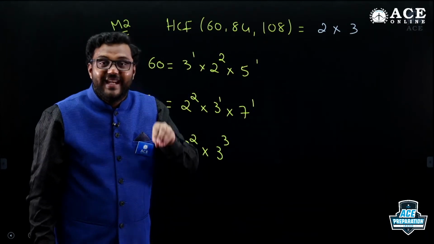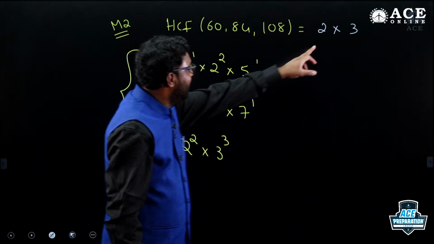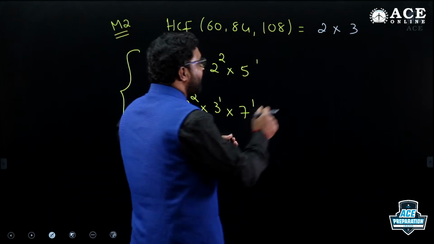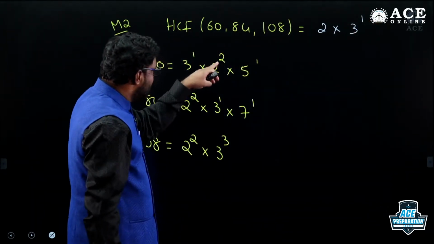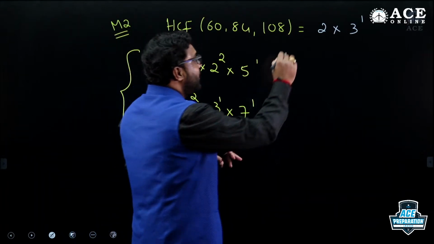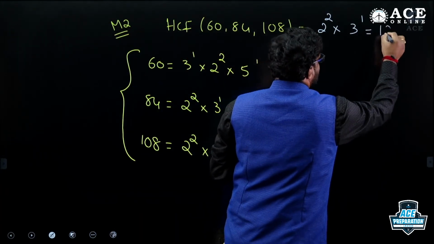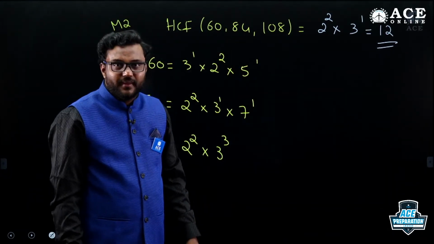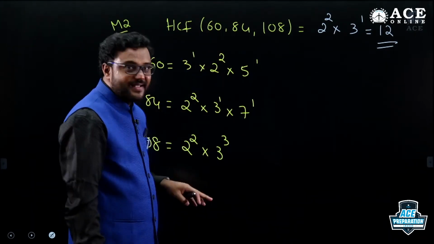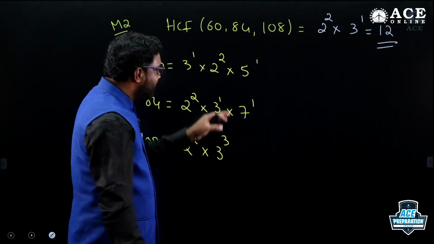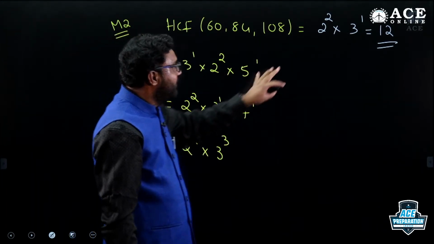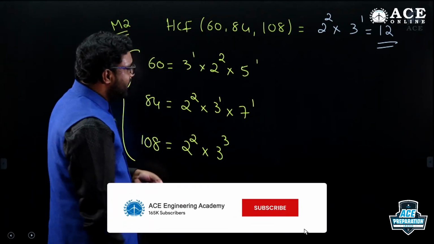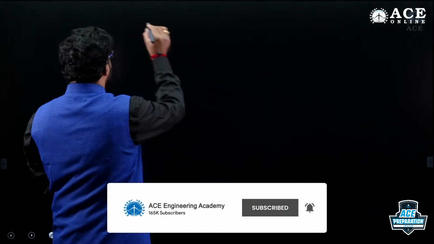And now we should take the least power of each one. For 3, the least power is 1. Don't take 3 cube. The least power of 3 is 1. For 2, everywhere only 2 square is there. So 2 square, 4 into 3, 12. This is one method, my dear friends, to calculate HCF, highest common factor. We should write the given numbers as prime number powers, then note down the common prime numbers and their least powers for HCF.